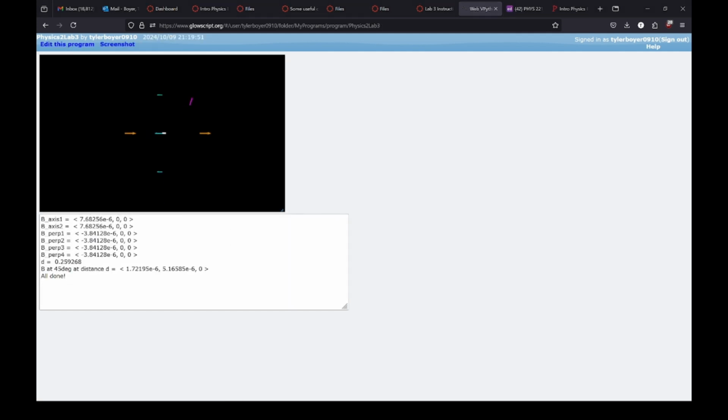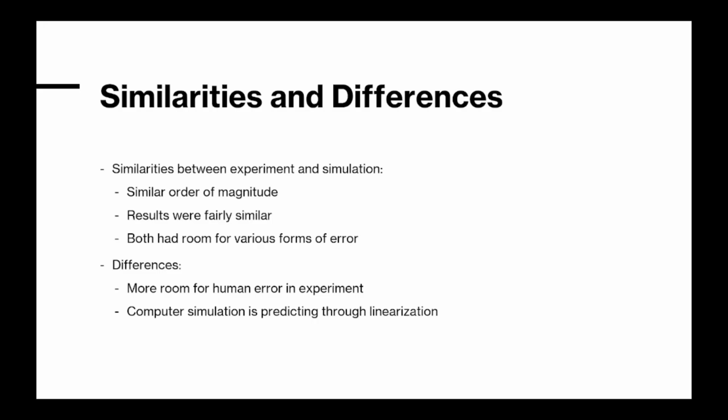And as you can see, this is what we have here, and this is the data we gained from it. So some similarities and differences we saw between the experiment and the simulation were that they had a similar order of magnitude and the results were fairly similar, but both had room for various forms of error, and the differences were mainly in that form of error. We had more room for human error in the experiment, and then the computer simulation was predicting through linearization, which in itself could result in error as it's not an actual observed experiment.